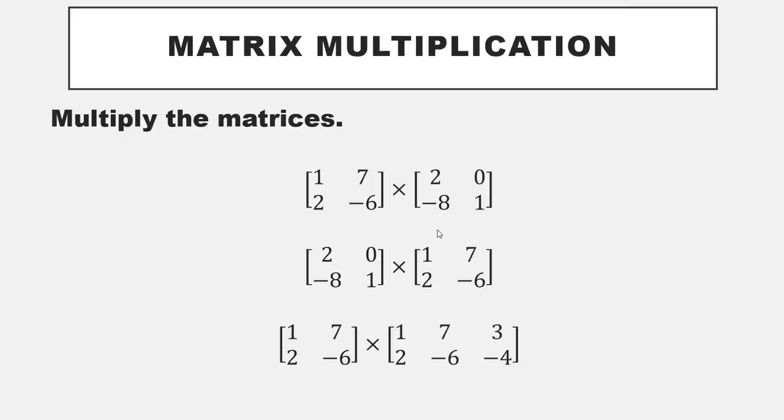Here we have A times B and B times A with the A and the B we had before. And then I have this A times this new matrix, which is 2 by 3. I'll call that matrix C when I input that.